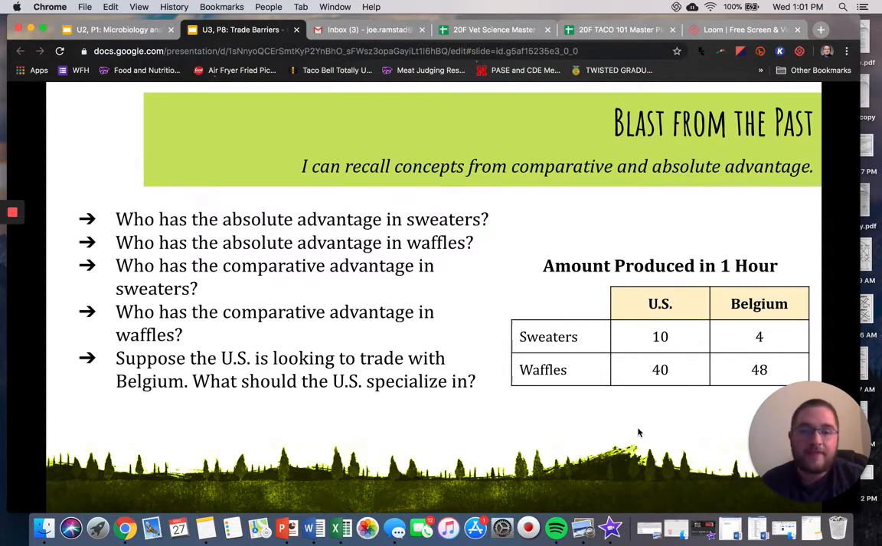So over on the right, we have the amount of sweaters and waffles, it's making me kind of hungry, produced in 1 hour in the United States and in Belgium, okay? I want you to look at that chart and tell me who has the absolute advantage in producing sweaters, and who has the absolute advantage with producing waffles. Then on the flip side, comparative advantage, who has the comparative advantage in sweaters and who has comparative advantage in waffles. And then finally, suppose the US is looking to trade with Belgium, what should the US specialize in? So these are the first 5 questions, then the other 2 will come next in the graphing problems, okay? So go ahead, hit pause, and we'll see how you did.